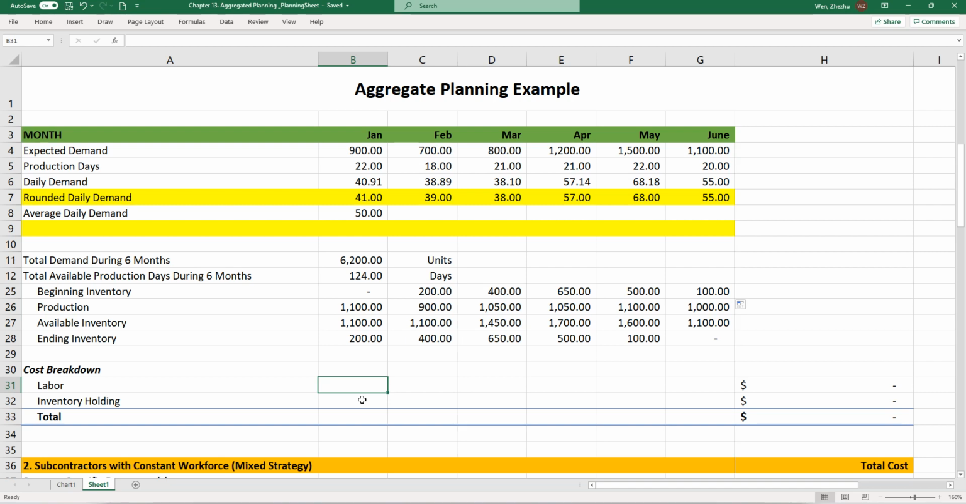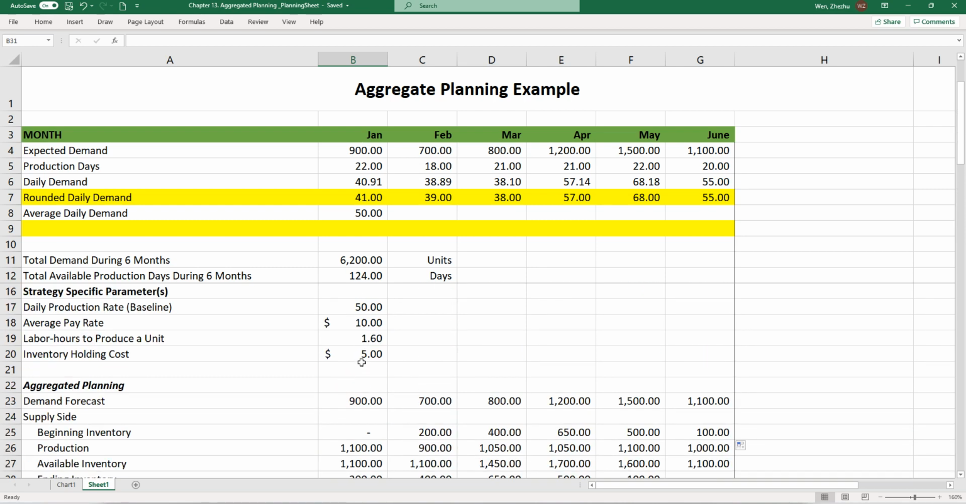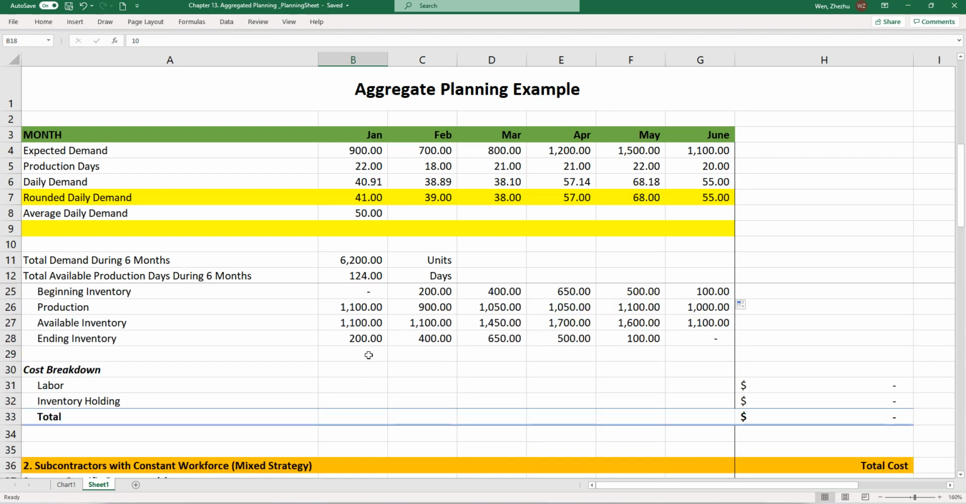Okay, so is there any way we can tell the total number of hours that we need to pay for our workers? It turns out that we only need to know the number of hours we needed to produce this number of quantities. So remember, for each unit you need 1.6 hours. For each hour you're paying $10. So I think we can use that information.